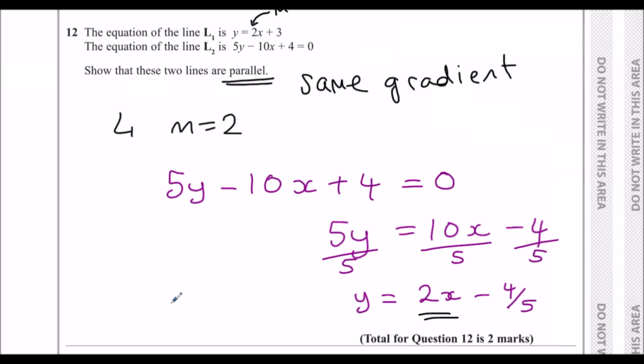So L2 has a gradient of 2 as well. So they've both got a gradient of 2, therefore parallel. Same gradient, therefore parallel.